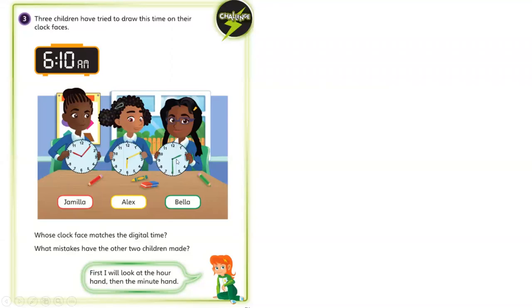pointing towards the 2. So already we know that Alex is the only one that can be correct, but we're going to check. And it's 10 minutes past 6, so her minute hand, she's done 2 lots of 5, 10 minutes past 6. So well done, Alex has got it right. So what mistakes have the other two made? Well, Bella, if you look at the hands on her clock, they're pointing the same places as Alex. So she's got that right, but she's confused the hour hand and the minute hand, and she's put the hour hand as the long one, and it should be the short one, and the minute hand the wrong way around. So that's what Bella's done wrong, confused the minute and the hour hand.